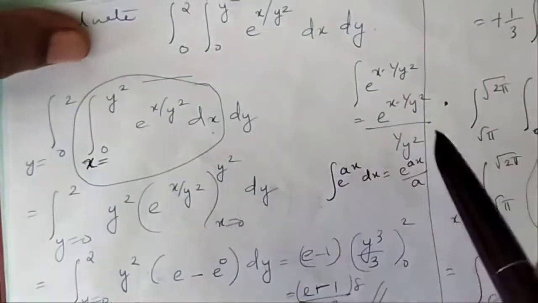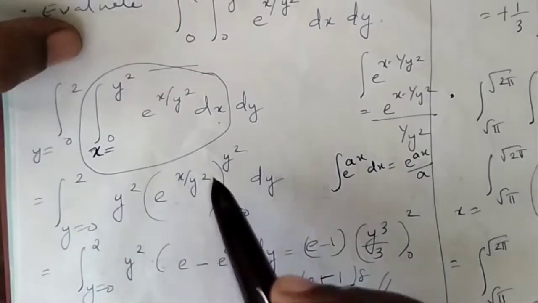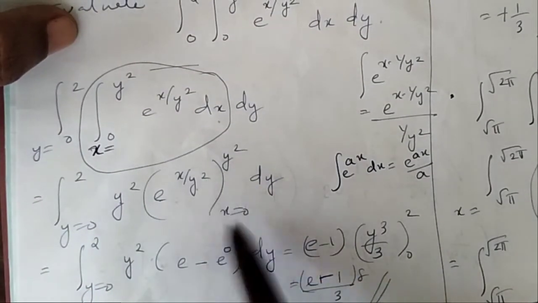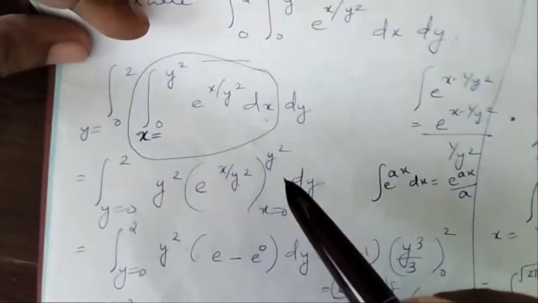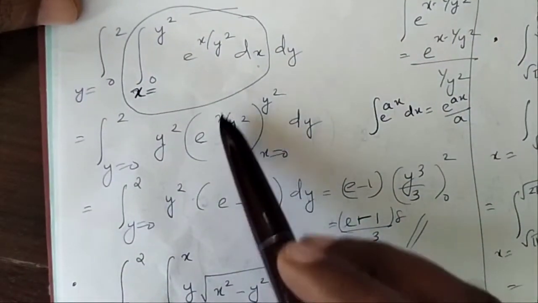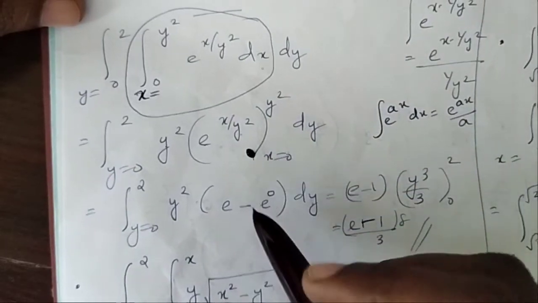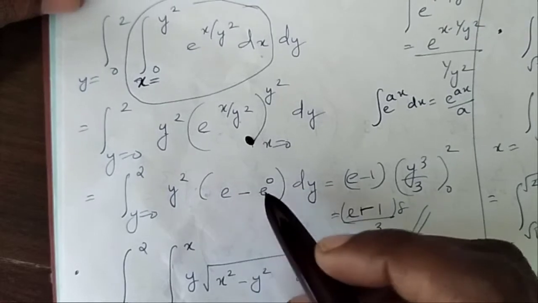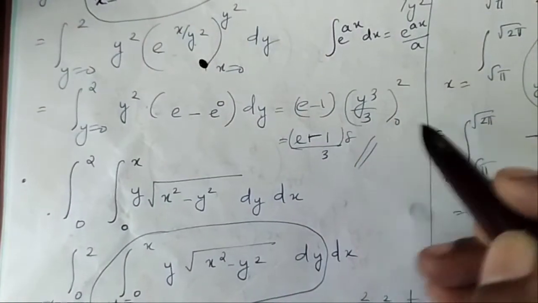So it is 1 by 1 by y square, which is y square. So y square into e raised to x by y square, and x from 0 to y square. So y square into, applying the upper limit y square in the place of x, y square by y square is 1, so it is e. Then if x is 0, it is e raised to 0, which is 1. So it is e minus 1 into y square.